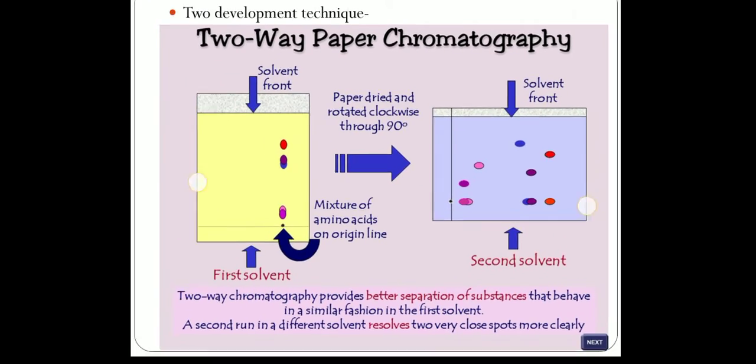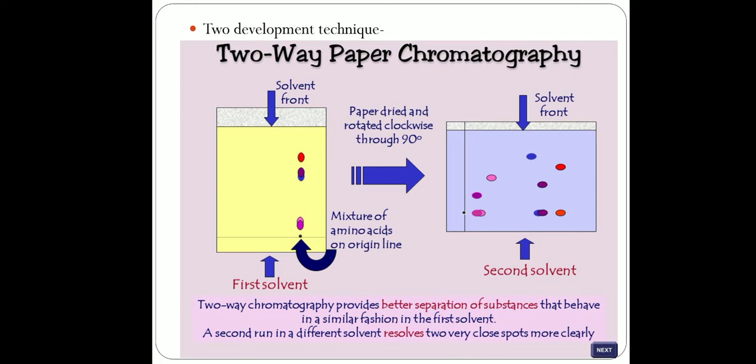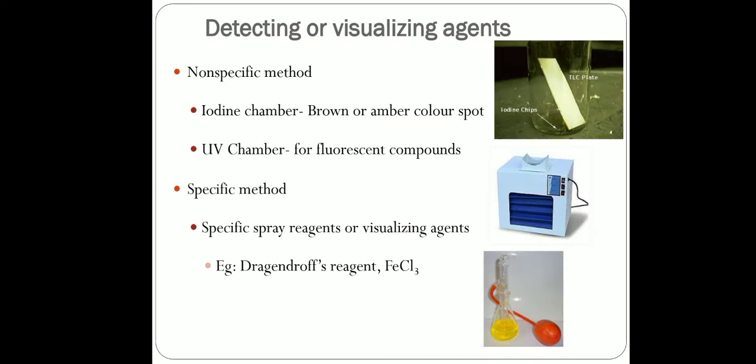So those are the advantages of using the two development technique. So these are the various development techniques: ascending, descending, circular or radial development, and two development technique. Next, about the detecting or visualizing agent, that is how we have to identify the sample. That is how to visualize the sample or how to identify the sample.